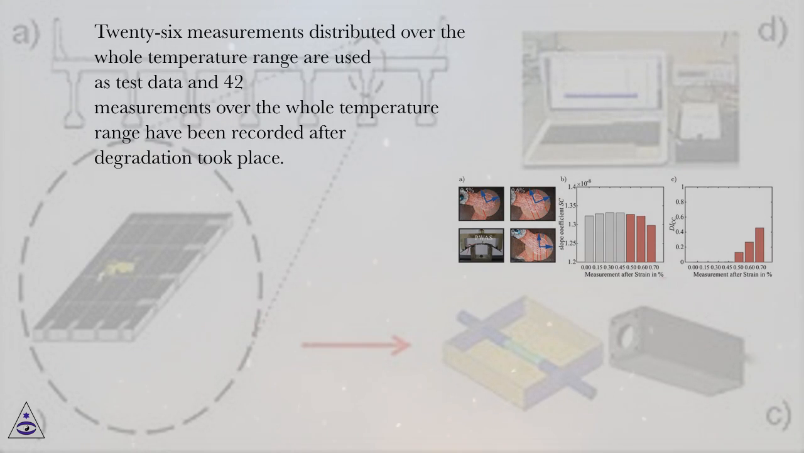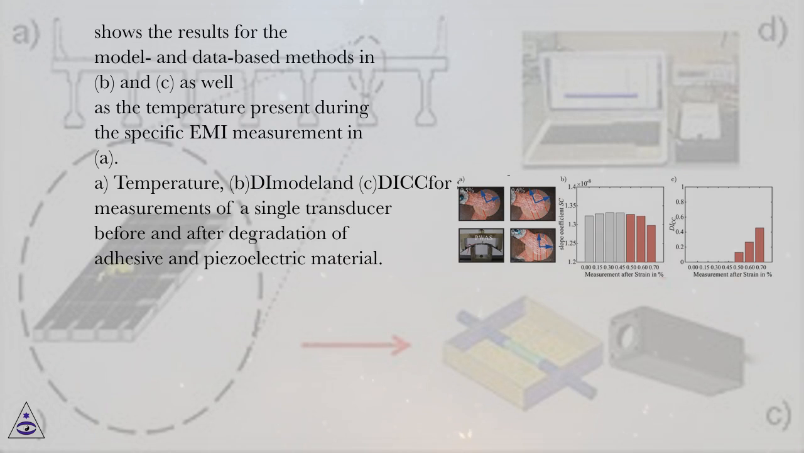26 measurements distributed over the whole temperature range are used as test data and 42 measurements over the whole temperature range have been recorded after degradation took place. Shows the results for the model and database methods in B and C, as well as the temperature present during the specific EMI measurement in A.